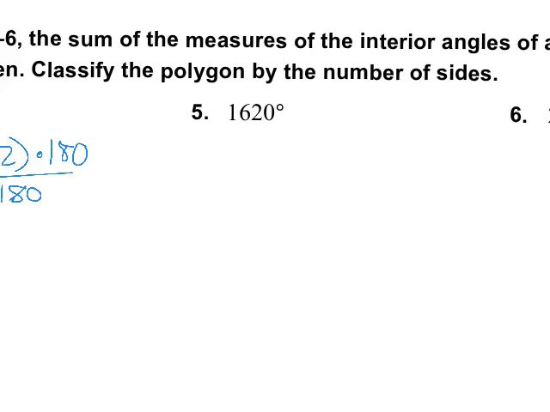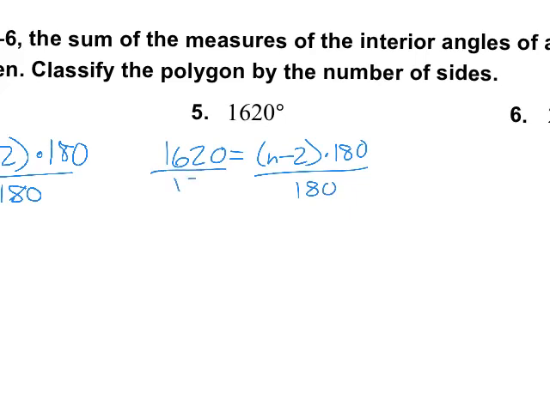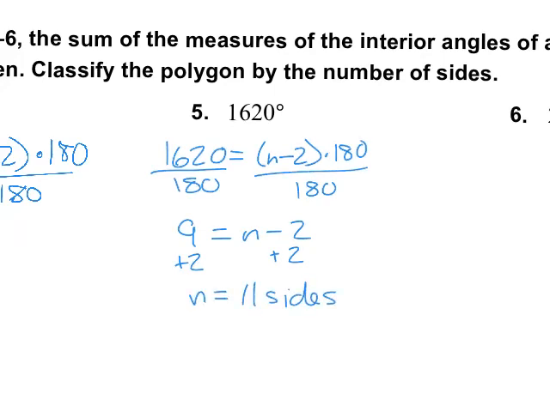Okay, so let's do another one with 1620. So 1620 equals n minus 2 times 180. So first thing I divide by 180. And what's that? 9? Is that right? So 9 equals n minus 2. So that means it breaks down into 9 triangles. Then I add 2 to both sides, and I get n equals 11 sides. Okay, pretty straightforward. Can I get a comfort level out of 4?